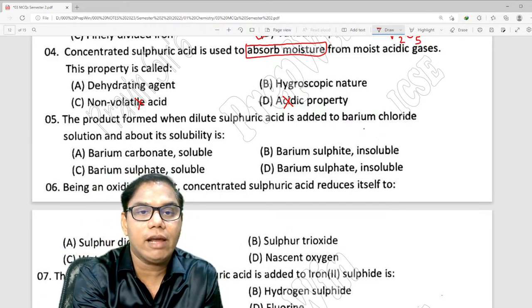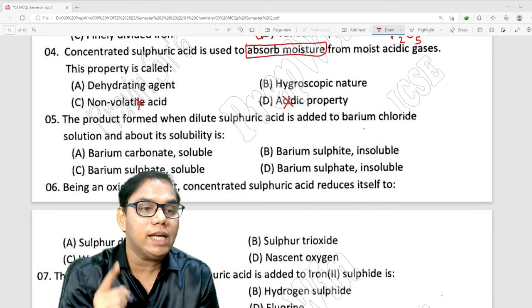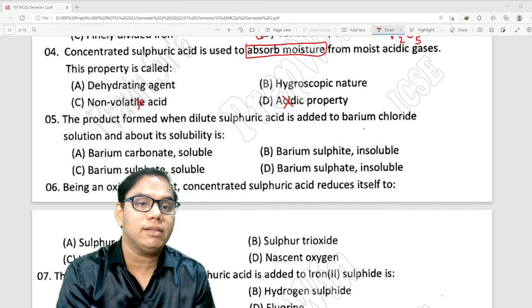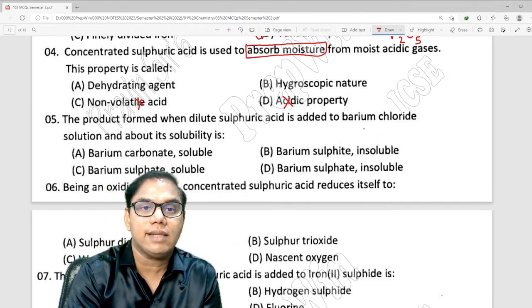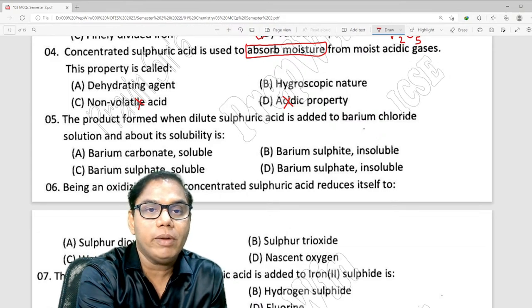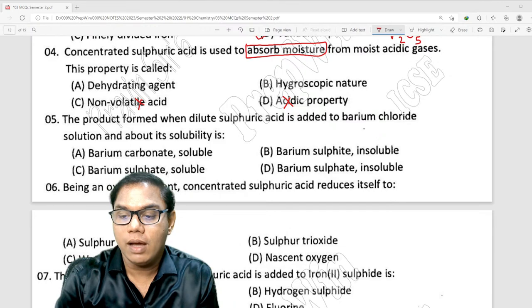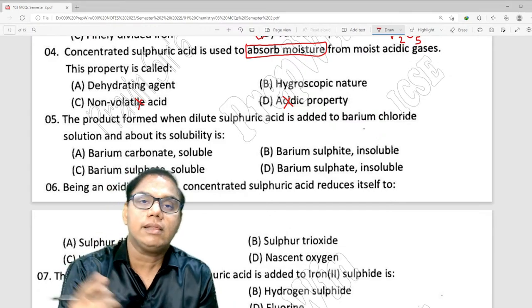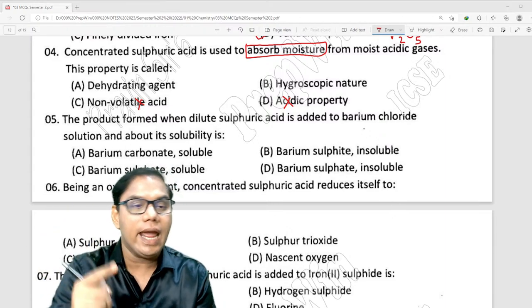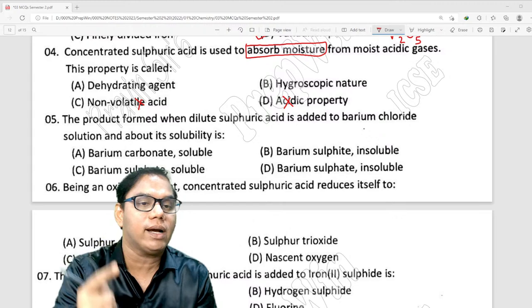Read the question carefully, I warn you, please be alert. There is a catch. Absorbing, okay. Should I give the correct answer? Are you ready? This is going to surprise you. If you have to make mistakes, make them today. Tomorrow we are not going to make a single mistake.